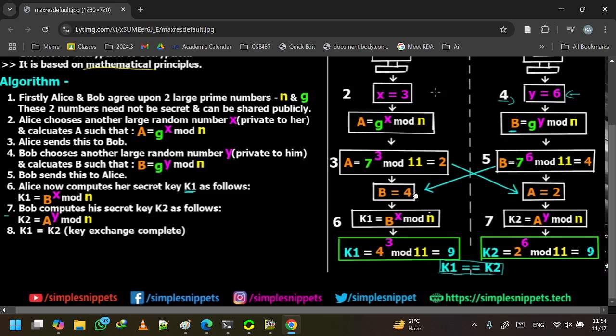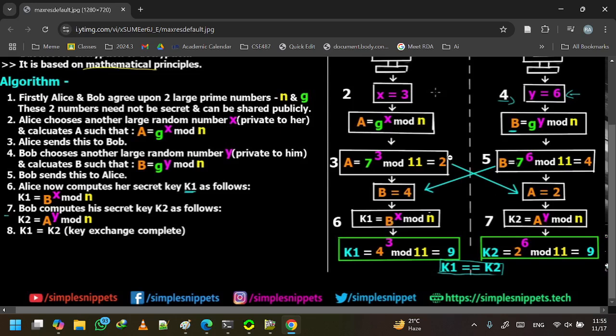Now evil Eve knows that Bob's number is 4 and Alice's number is 2, but this doesn't mean anything, because in the next step, Alice will raise Bob's number, that means the number she received from Bob, to the secret number she determined earlier. So b to the power x mod n.